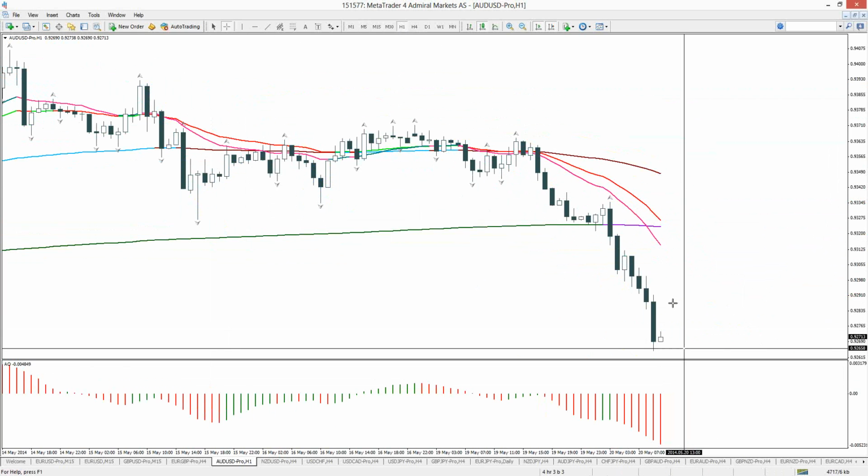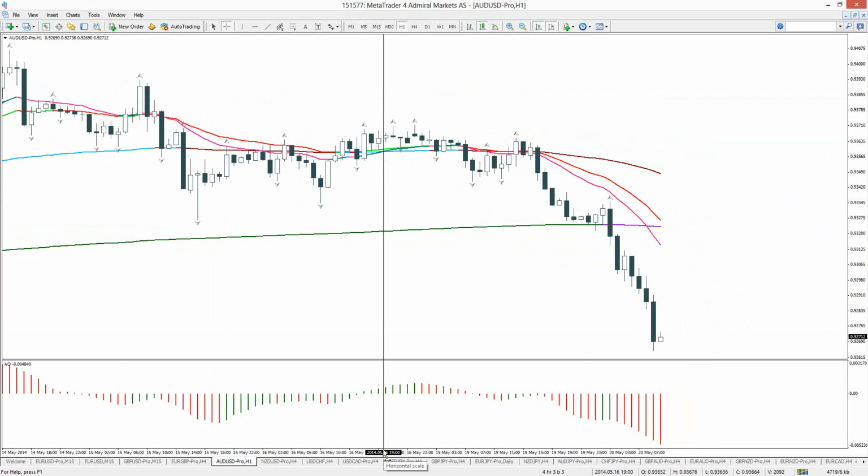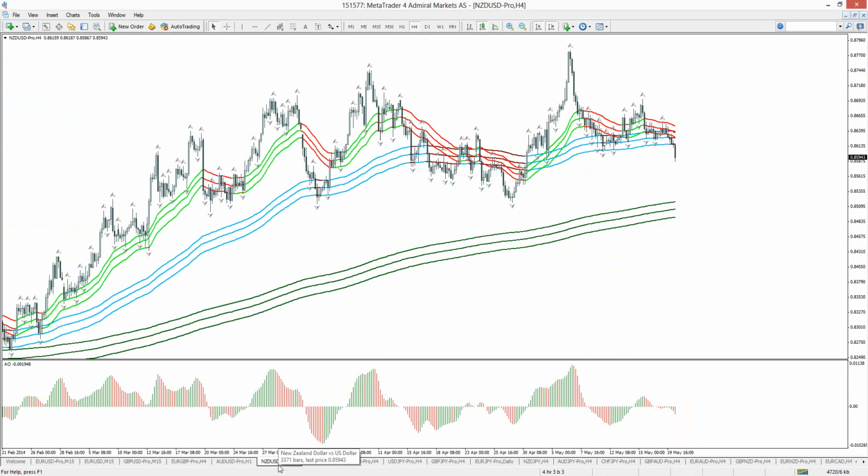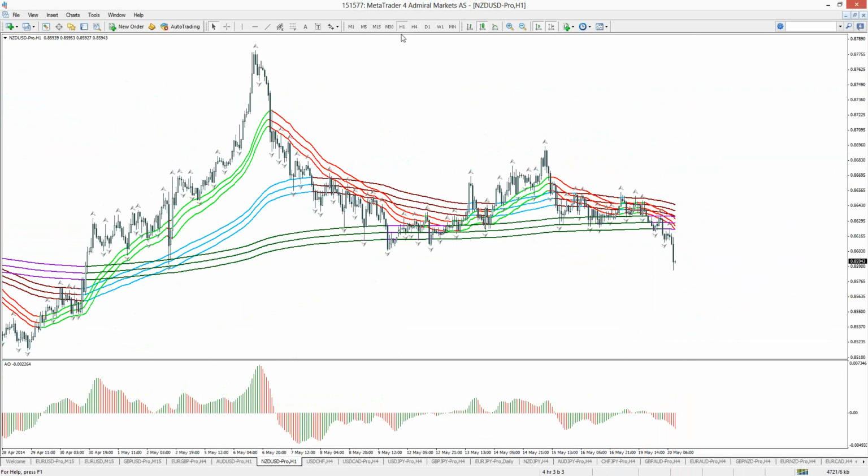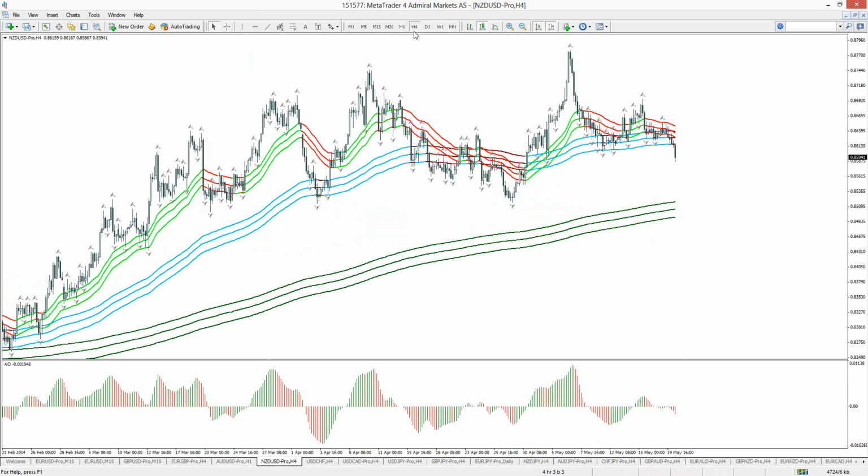Let's see. To the downside, I would not be too much interested at the moment. Kiwi too, in fact. Kiwi has moving averages flat on the hourly. Doesn't seem too interesting.